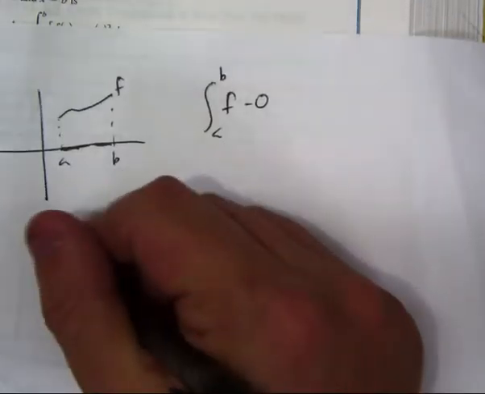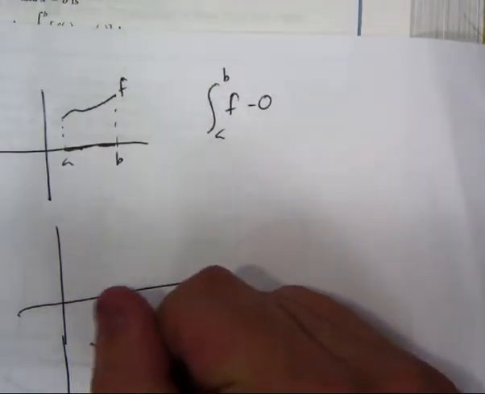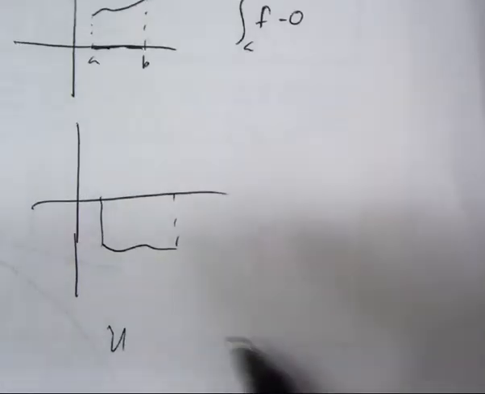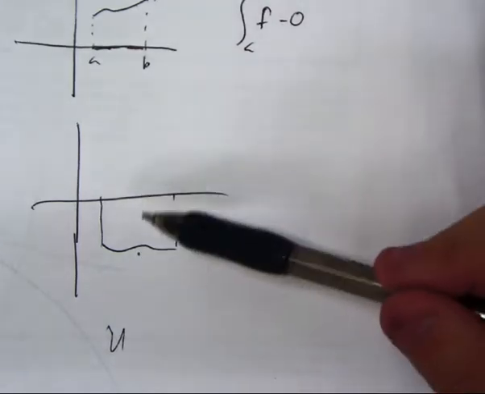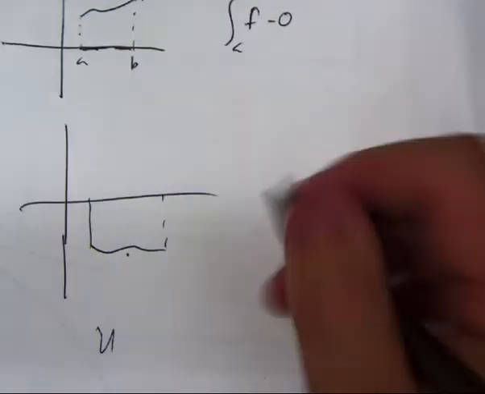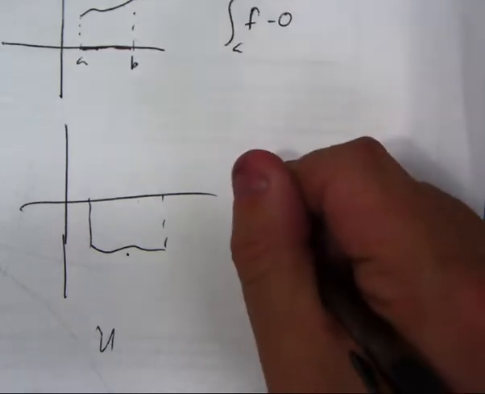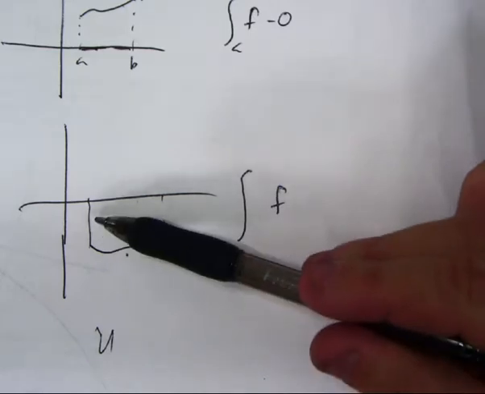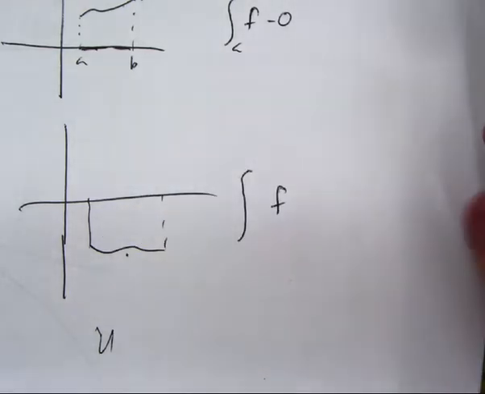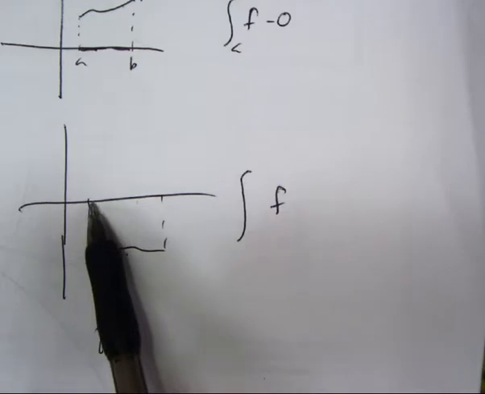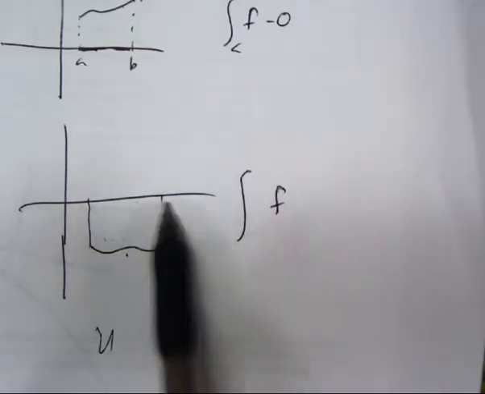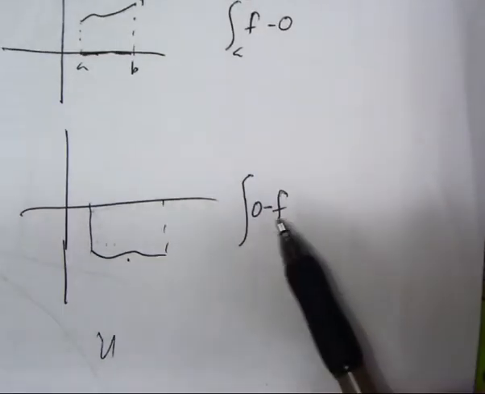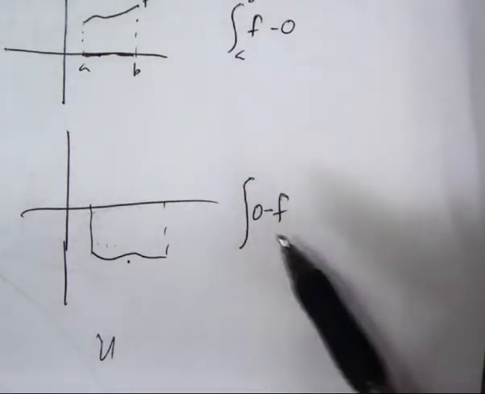Or if it's below the x-axis, say I want to find this area, what we've been doing is integrating the function. Well, if you think about it, the integral right here is negative, but if I wanted this area to be positive, if I wanted to find the area below the x-axis, I could take 0 minus the function if I really wanted to. This would calculate the actual area, not necessarily the definite integral.